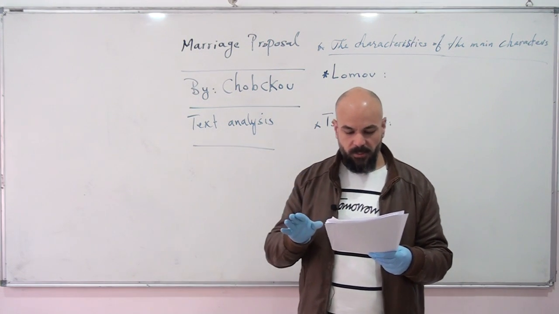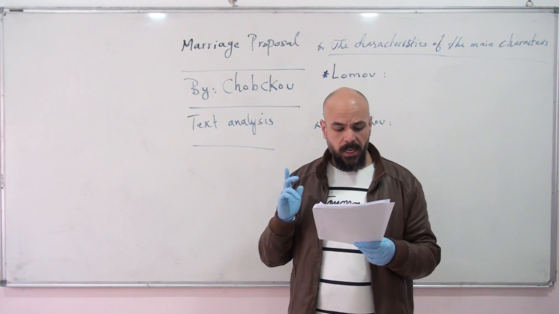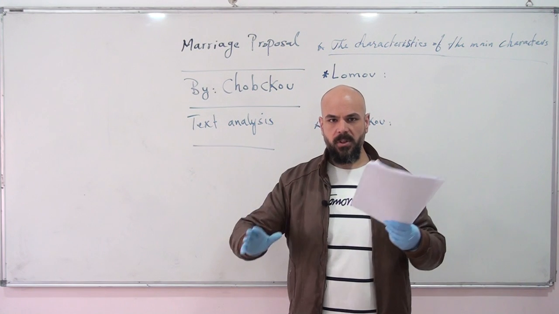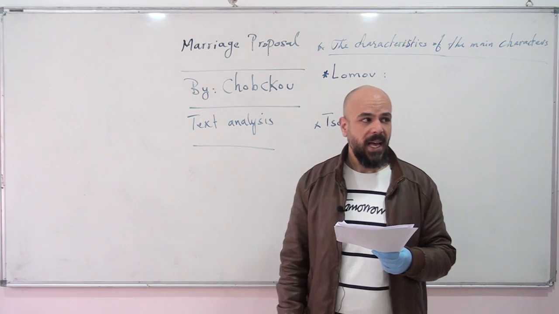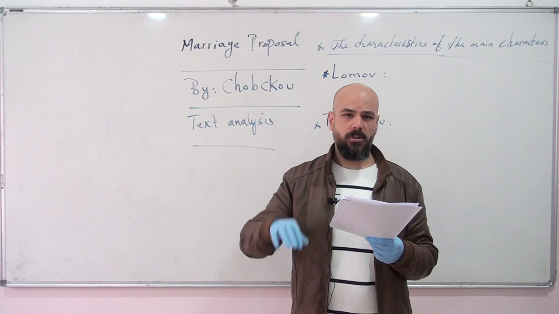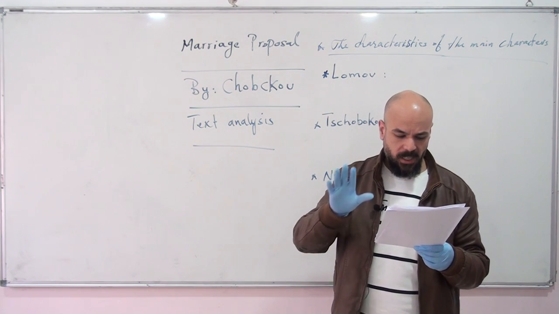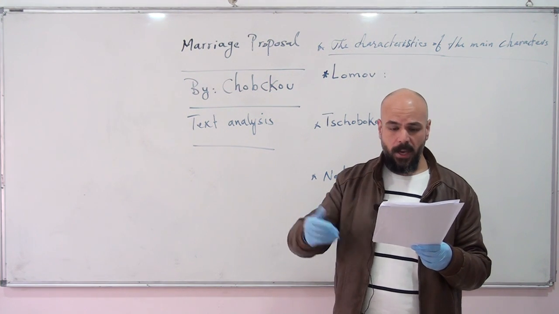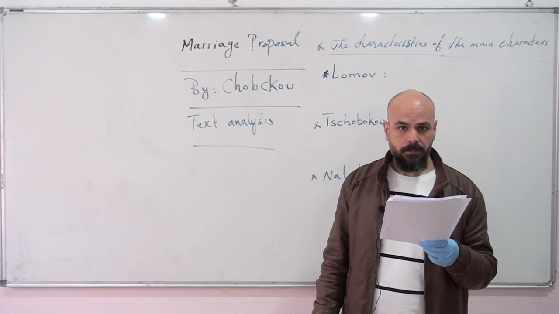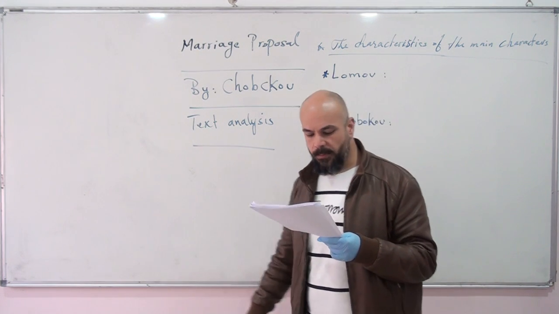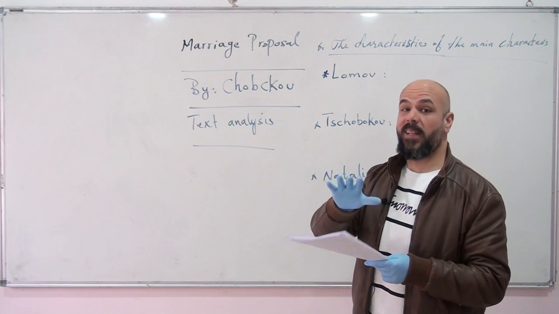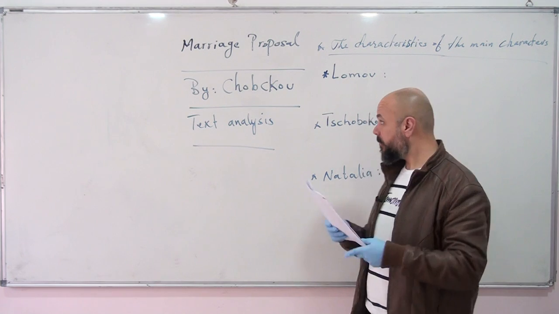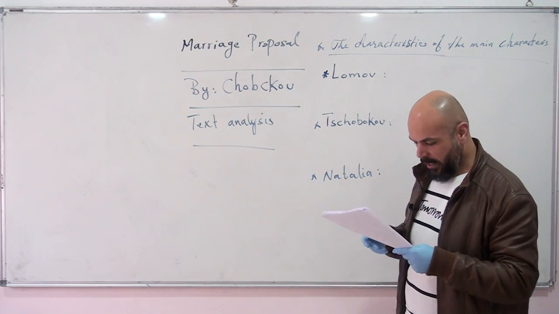So, Chubakov is a greedy person, quarrelsome, but I think you could paraphrase this information using your own words. I think he has a good nature inside himself, because he's talking or speaking to other people politely and with everyone initially, okay? But he's also a quarrelsome person, okay? That is how the quarrel started between Lemov and Chubakov at that time.